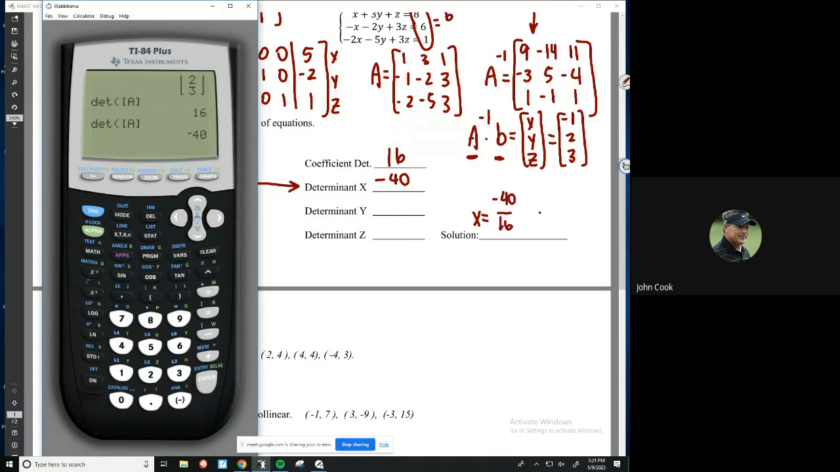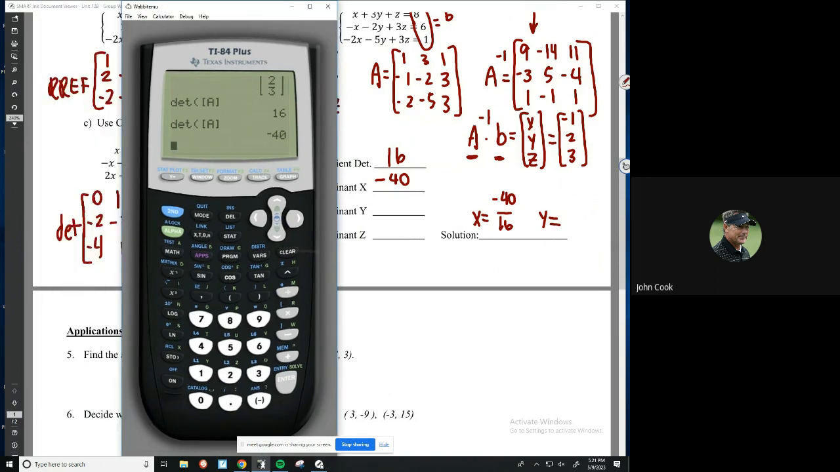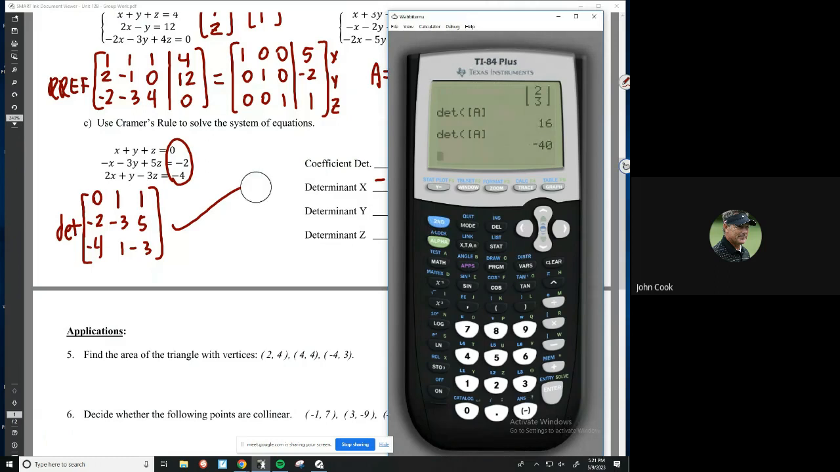Let's get the next one, the Y value, okay? So the Y value, what we're going to do is take the determinant of the Y matrix and then divide it by the coefficient determinant. So next up, now we replace all of those values back in here, the 1 and the -1 and the 2, we return it back to its original form when it was the coefficient matrix. But now we get rid of the y values and we replace it with these guys over here, 0, -2, -4.